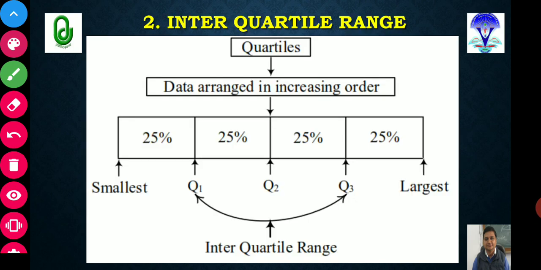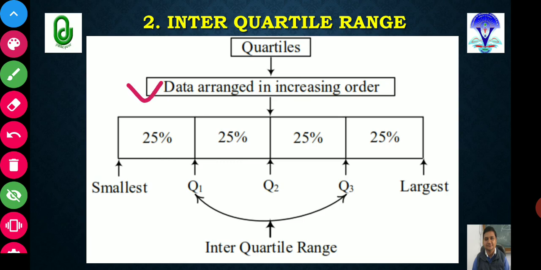Now another measure is the interquartile range. You should know the name, and you should know that it comes under the absolute measures of dispersion. Before going to the interquartile range, we should know what a quartile is. Whatever data you have obtained, you arrange the data in ascending order or descending order, and then divide the data into 4 equal parts, and each part will be known as a quartile.